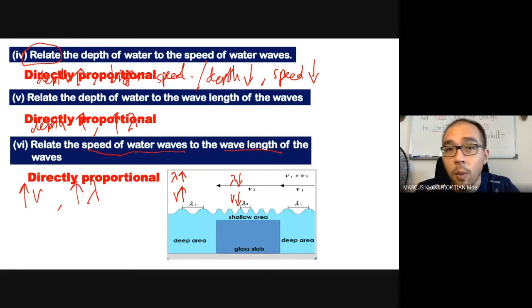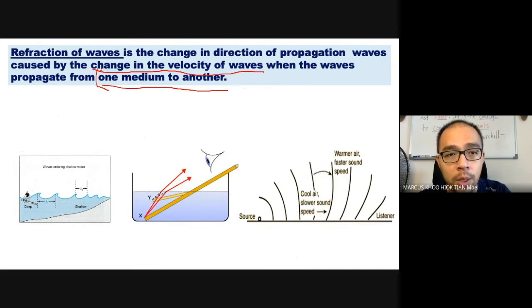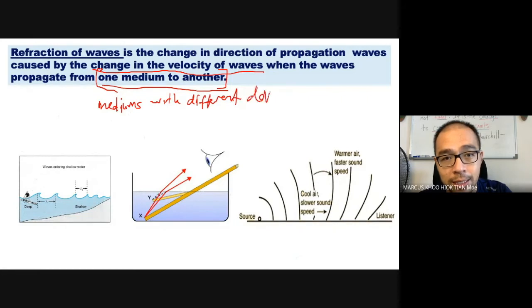But maybe you're still asking what on earth is refraction? So this one, refraction of waves is the change in direction of propagation of waves caused by the change in velocity of waves when the waves propagate from one medium to another. Either from one medium to another, or as the wave propagates from mediums with different densities. But usually at this point, especially since we are only doing chapter 5, we only talk about different mediums now.